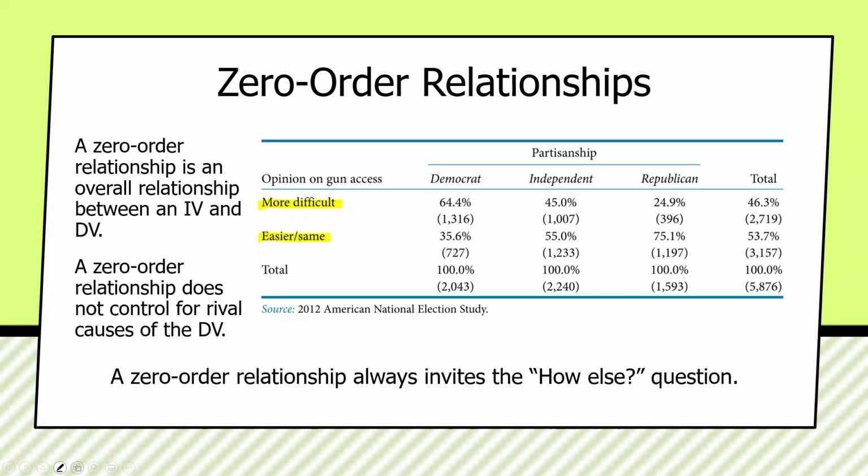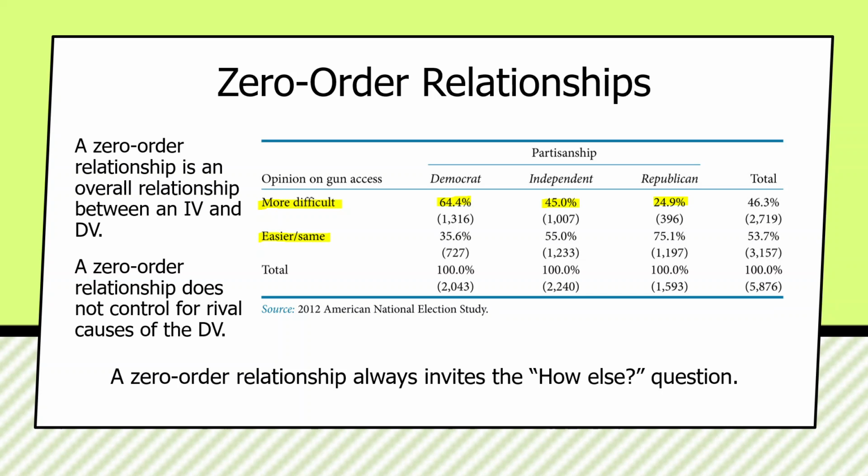And when you're looking at this, it's very tempting. I mean, look how strong it is. It's just very tempting to implicate partisanship here. 64% of the Democrats, dropping about 20 points to 45% of independents, and all the way down to about 25% among Republicans think it should be made more difficult. That's on the order of about a 40 percentage point decline in the percentage thinking it should be more difficult.